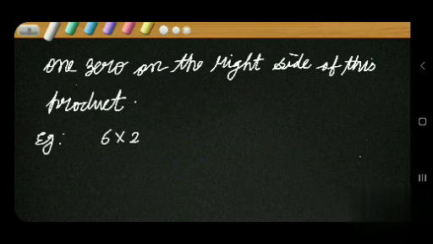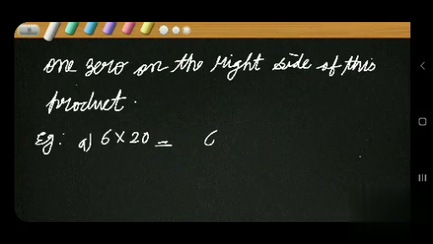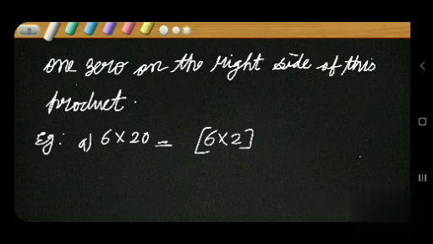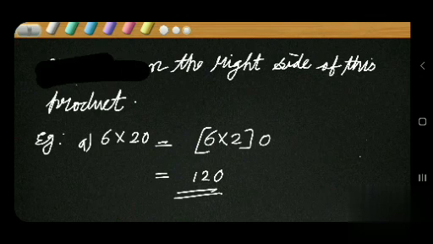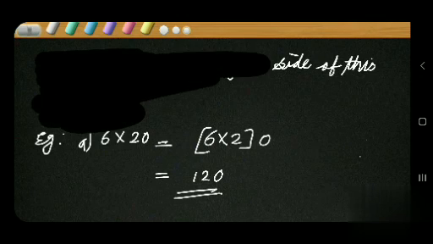Example A: 6 into 20. Yes, first we have to multiply 6 into 2, and with this answer, how many zeros? Only one zero. Why? In 20 there is only one zero. 6 2s are 12, and 1 zero means the answer is 120.